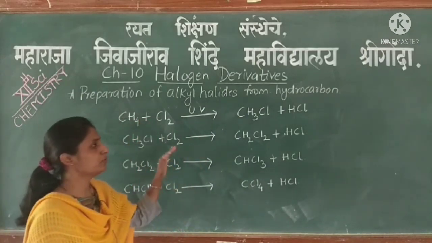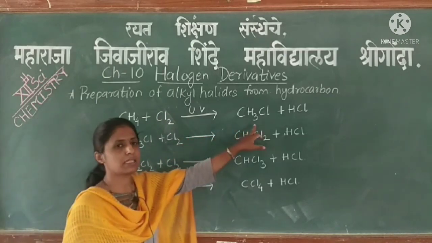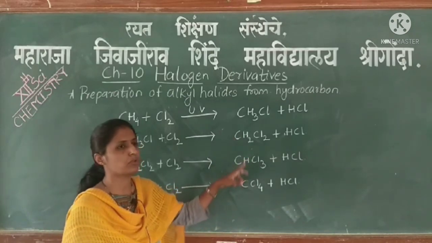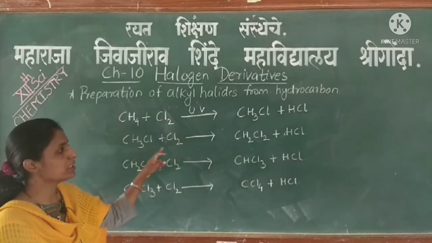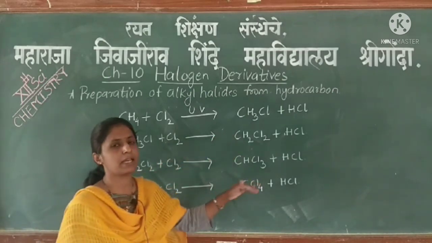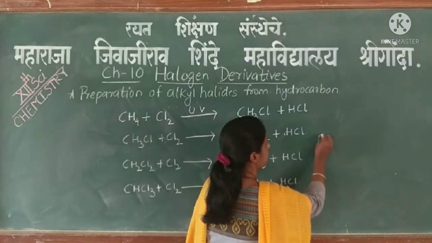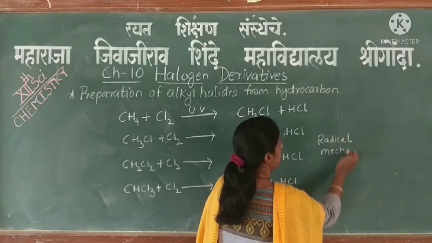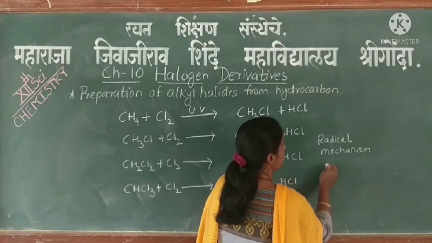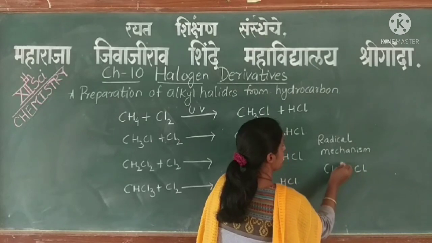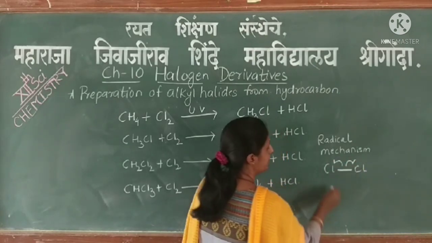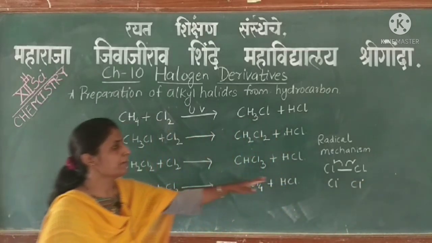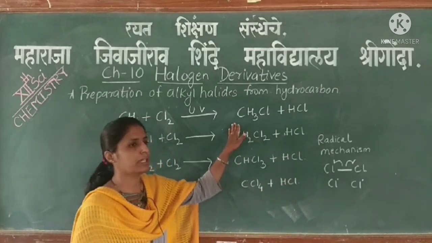What is the disadvantage of this reaction? If you want a single monosubstituted alkyl halide, then we don't get that because the reaction goes on continuously. This reaction follows a radical mechanism, that's why the halogen bond is broken homolytically and a radical is formed. Since this reaction follows a radical mechanism, you don't get a single product.